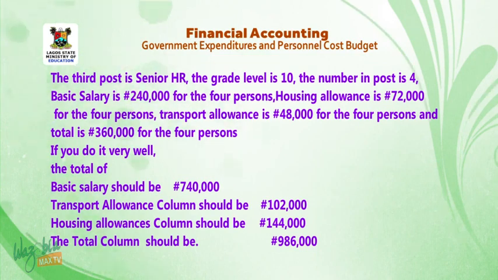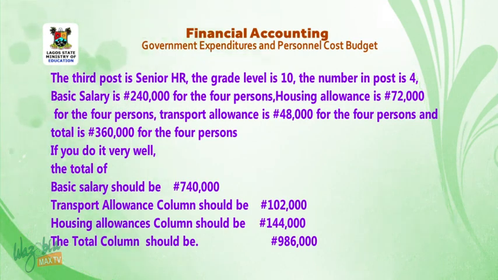If you do it very well, the total of basic salary should be 740,000 naira. Transport allowance column should be 102,000 naira. Housing allowance column should be 144,000 naira. And the total column should be 986,000 naira.